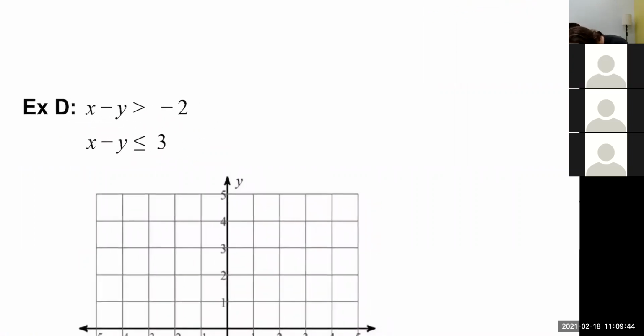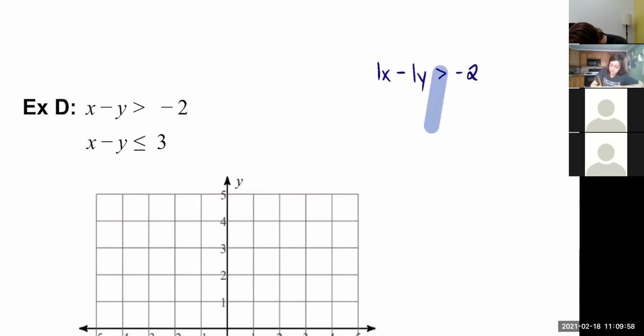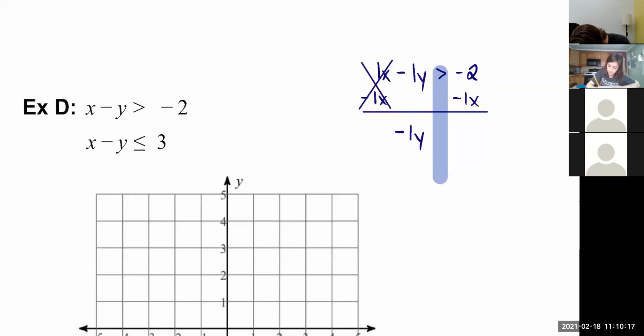So the top one is the one I start with. I'm going to put the ones in there that are hiding. So I'm going to have 1x minus 1y is greater than -2. So again, our goal is to get that y by itself. So I'm going to first subtract the 1x from both sides, which leaves us with a negative 1y on the left is greater than negative 1x minus 2.